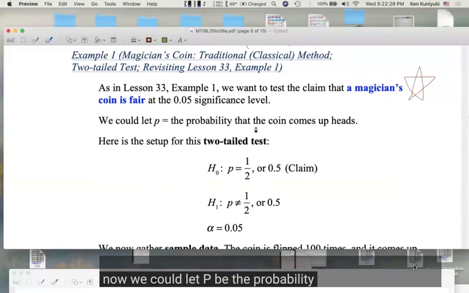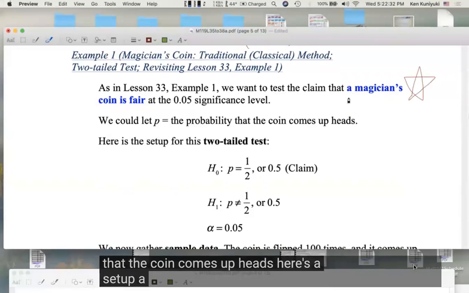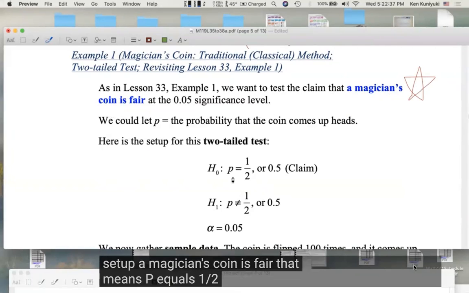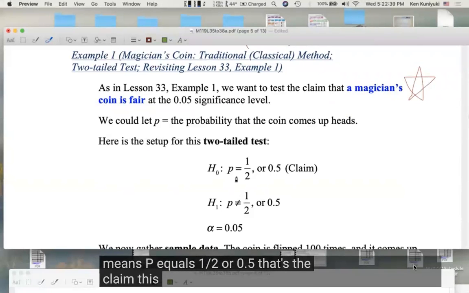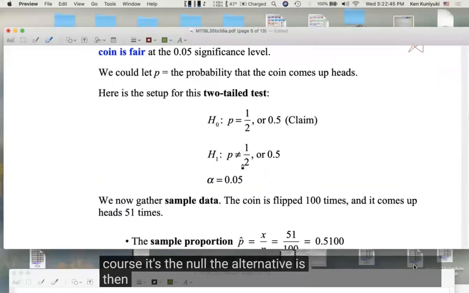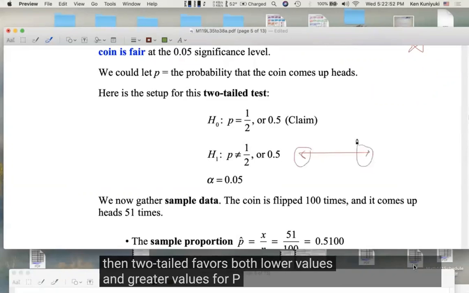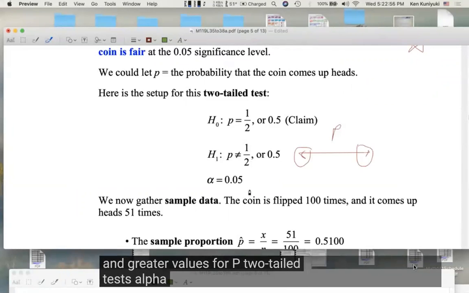Now we could let P be the probability that the coin comes up heads. Here's a setup. A magician's coin is fair. That means P equals 1/2 or 0.5. That's the claim. This is the case of equality. Of course, it's the null. The alternative is then two-tailed, favors both lower values and greater values for P. Two-tailed test. Alpha is 0.05.